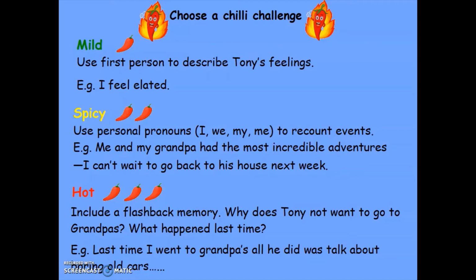And for today's hot challenge, I would like you to include a flashback memory. Why does Tony not want to go to Grandpa's? What might have happened the last time he went? For example, he might be thinking, last time I went to Grandpa's, all he did was talk about boring old cars. In your writing, I should see a contrast for how he was feeling at the start of the day and how his mood has changed on his way home. Use this to show how his thoughts and feelings have changed.